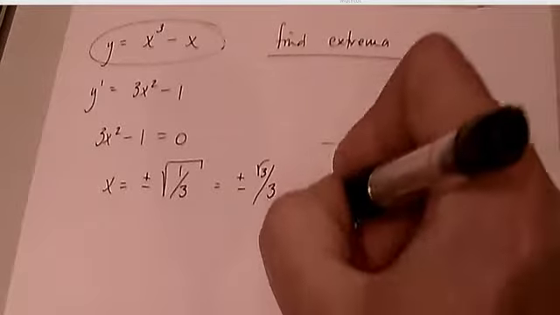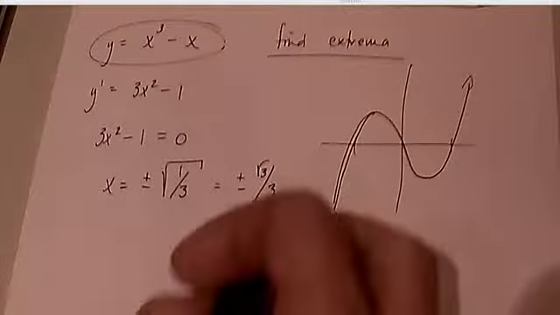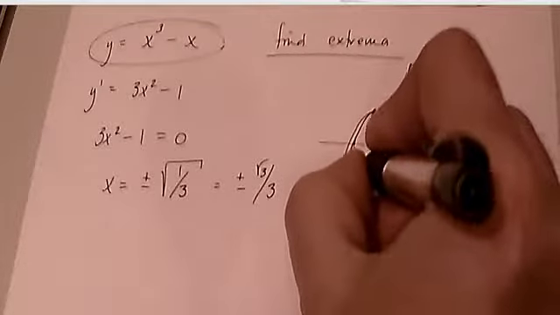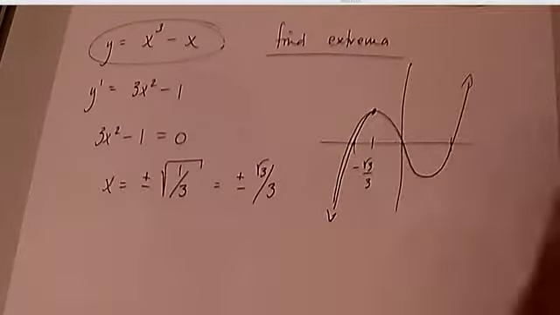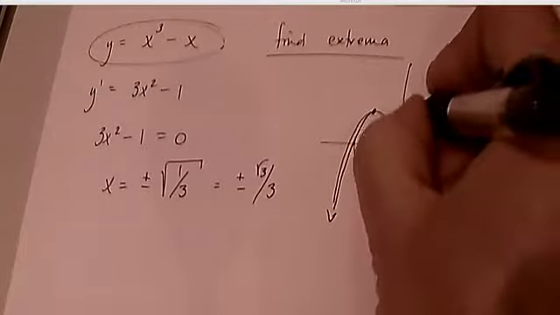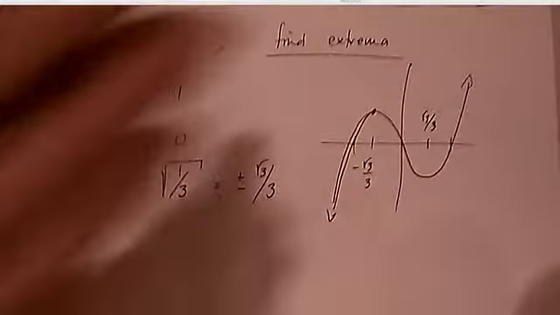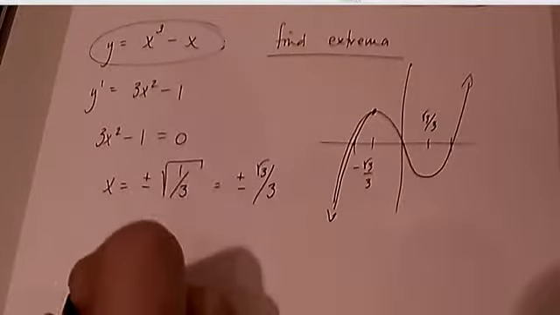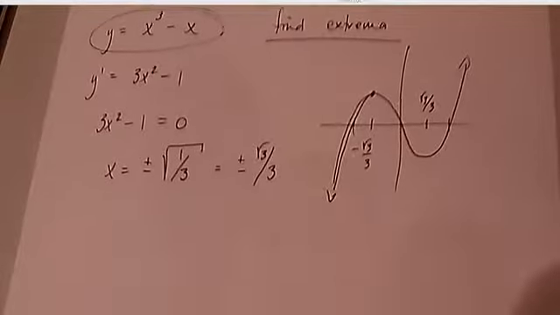It goes like that, okay? So this one right here at -√3/3 is going to be your maximum. This right here at +√3/3 is going to be your minimum, okay? But what I need to do is I need to actually dump it into what's called a sign chart, okay?